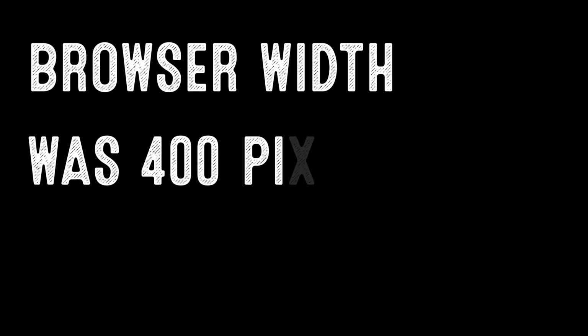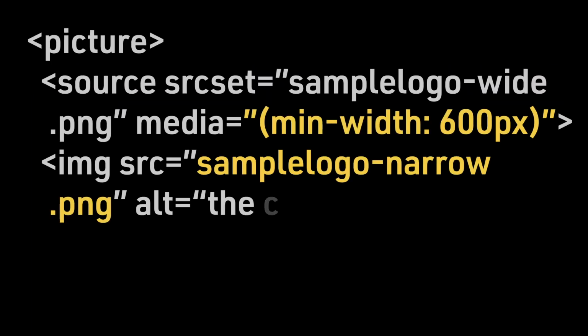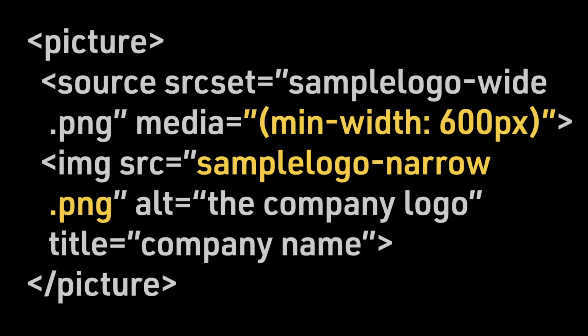Given the example, what image would load if the browser width was 400 pixels? Sample logo-narrow.png. Looking at the code again, the 400 pixels does not meet the media condition, so instead of loading the source image, the browser will load the default image defined in the image element.